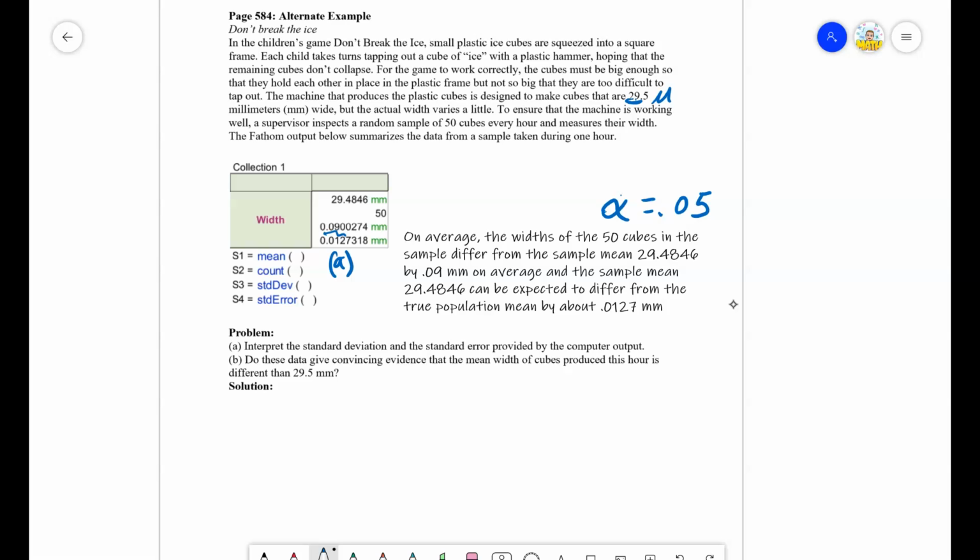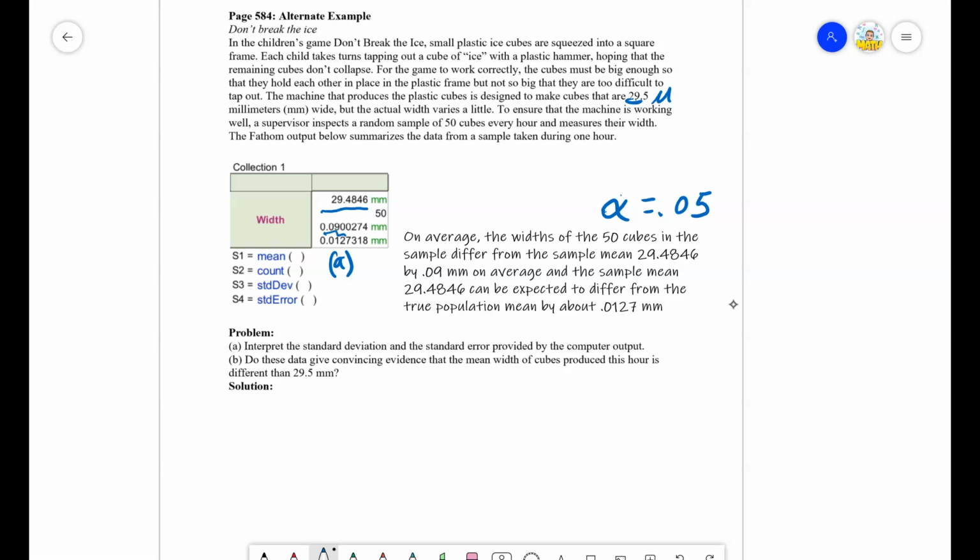So what does this standard deviation of 0.09 mean? It means, on average, in this sample of 50, it's a sample standard deviation, right? When I take any individual cube from this sample, it should differ from 29.4846, the sample mean of the 50 cubes, by about 0.09 millimeters. Okay, that's what that means.